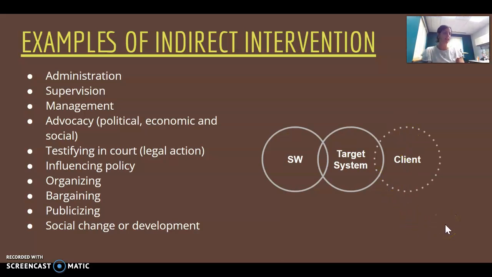We are not going to focus on how to implement these indirect interventions just because the focus of this class is individuals and families. You'll be able to learn more about these indirect interventions during the communities class as well as policy.